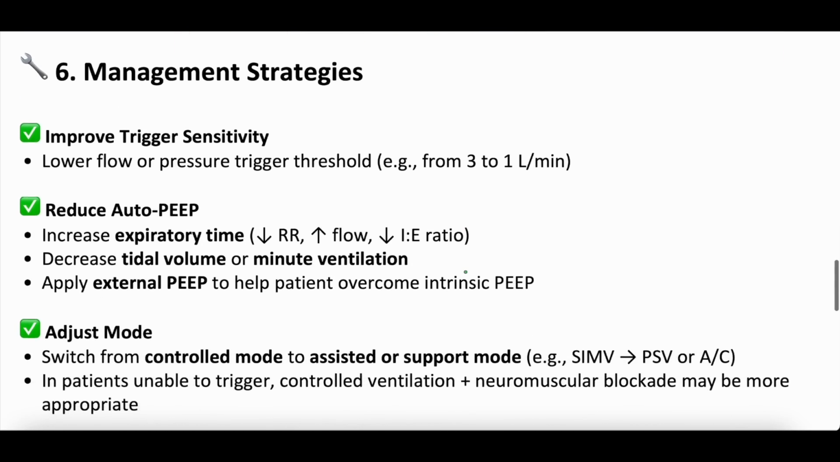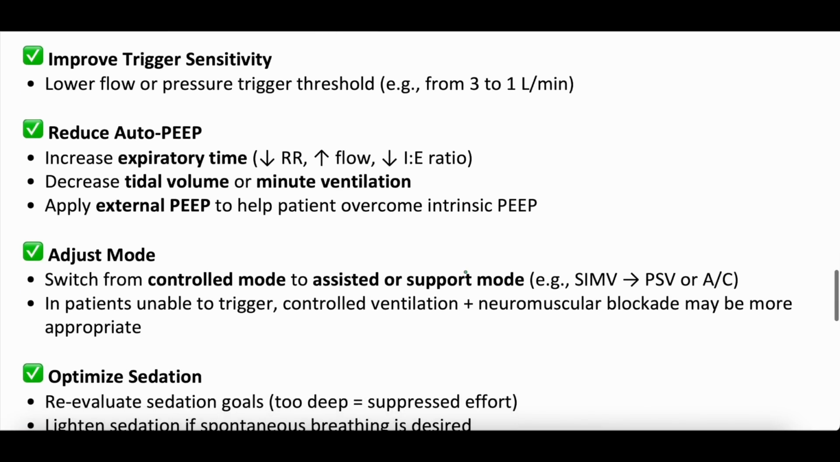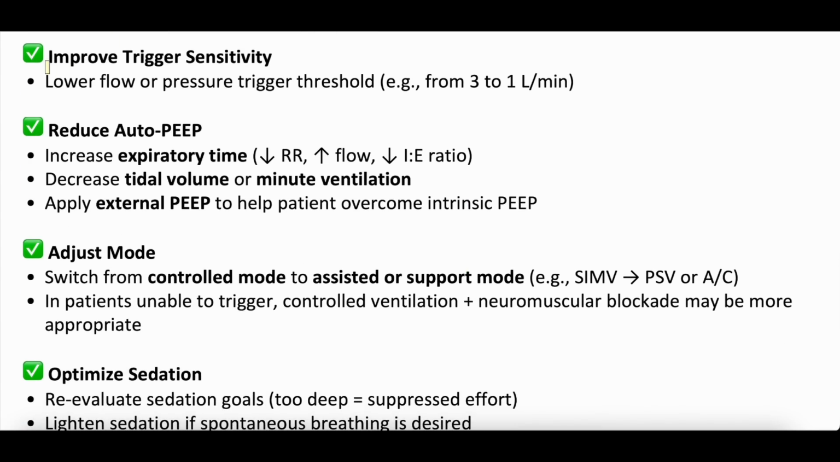Management strategies. So these are related to the causes, which makes sense. The first is going to be improve the trigger sensitivity. Easy. Either lower the flow or the pressure trigger threshold. So if it was flow, instead of 3 liters per minute, decrease it to 1 liter per minute. If it's pressure, instead of 2 below the baseline, make it 1 below the baseline. So just change the trigger, right? Make it more sensitive.